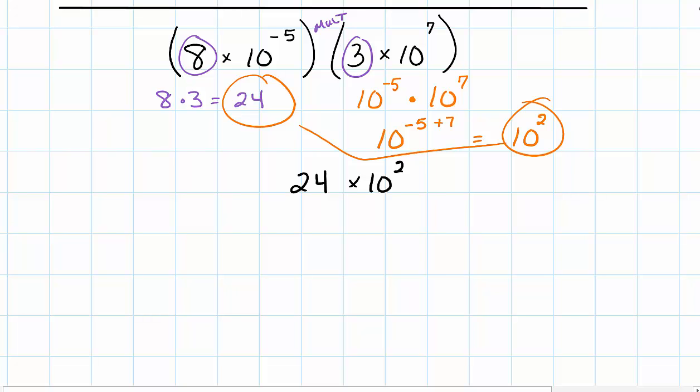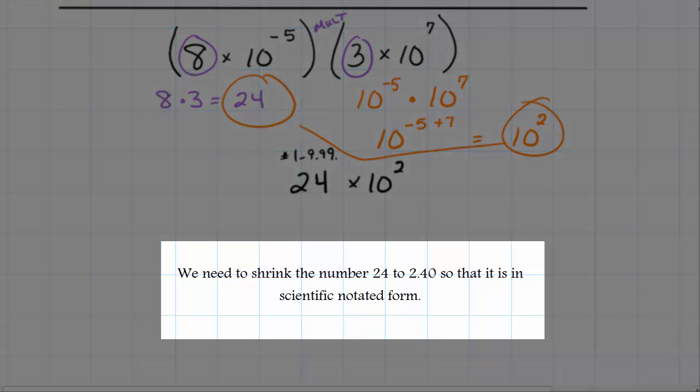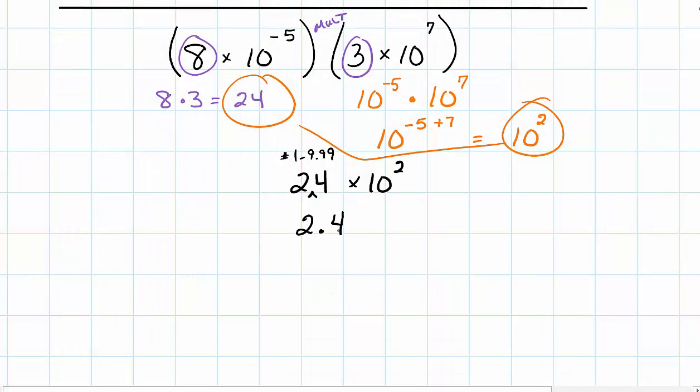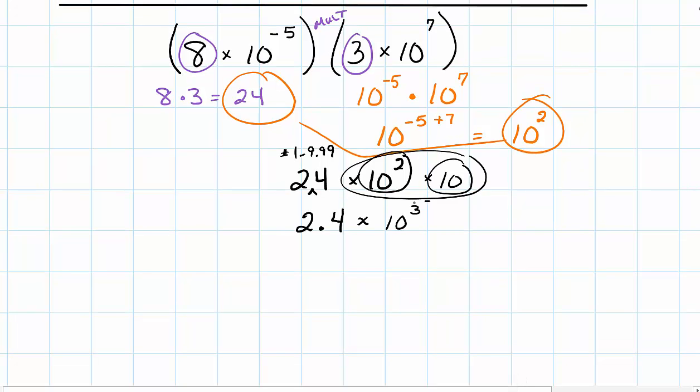The problem is that 24 is not a number that falls between 1 and 9.99. That's how we need it in order to be in correct scientific notated form. And so I need to put a decimal between the 2 and the 4. When I take a number and shrink it, I know that I've got to multiply by another 10, because that's going to create a new place value for me. So how many 10s am I multiplying by now? Well, there's 2 here and 1 here, and so that's going to make 10 to the 3rd power. Now we're in scientific notated form, and we have a correct answer.